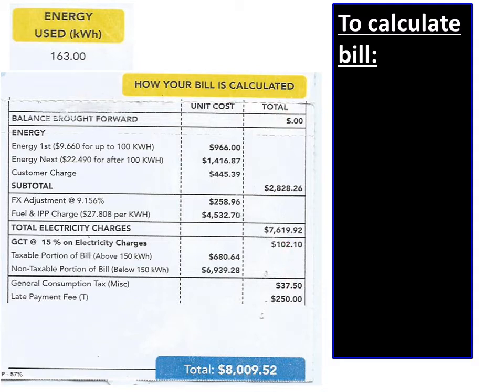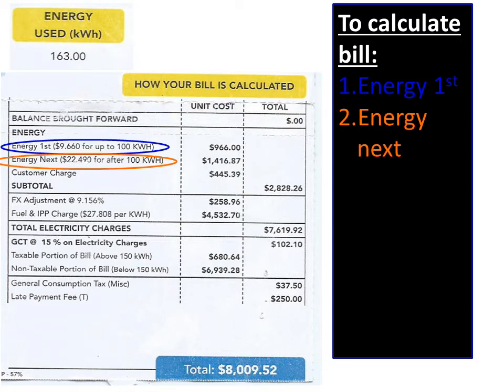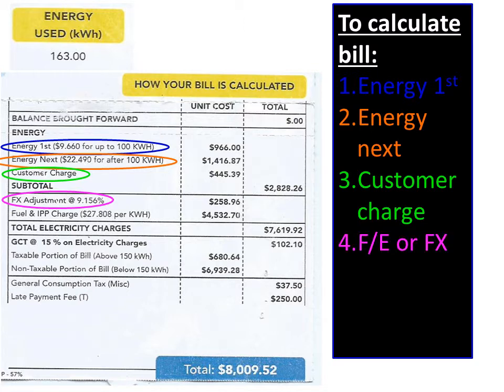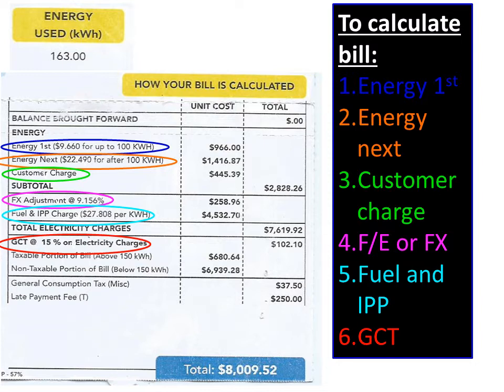The 6 items that they usually charge you for are the energy first, which is highlighted in blue. We're going to go into detail as to what it is. Energy next, customer charge, FX, or in the previous bill it usually would be F/E, fuel and IPP, and finally GCT.